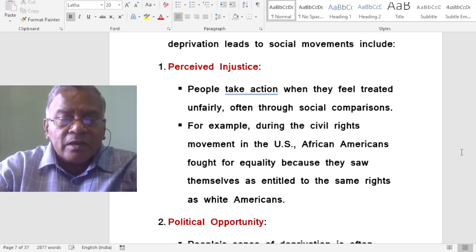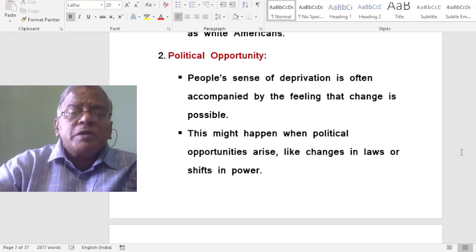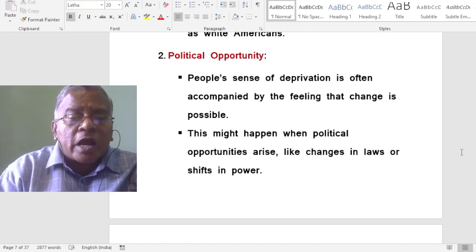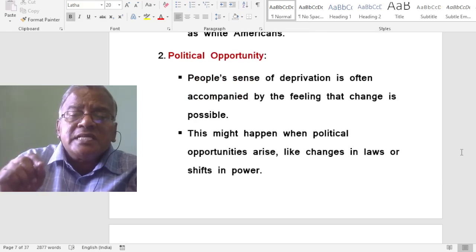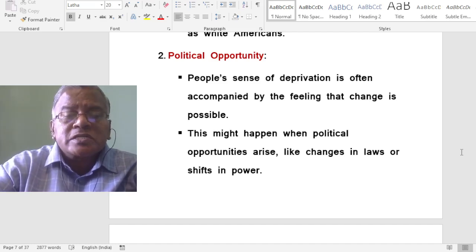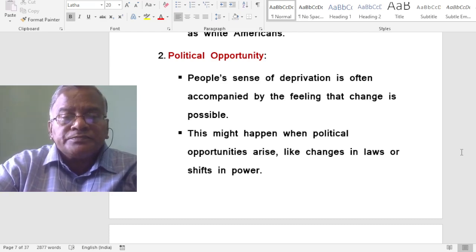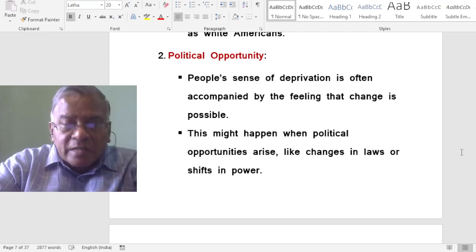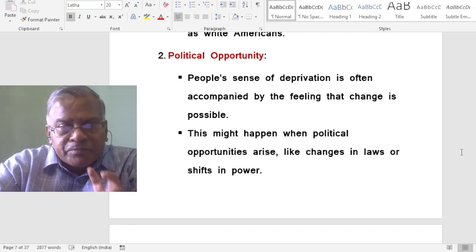Perceived injustice. Then political opportunity. People's sense of deprivation is often accompanied by the feeling that change is possible. This might happen when political opportunities arise, like changes in laws or shifts in power. So political opportunity. Then there is an opportunity in politics, then the people rebel at that time.